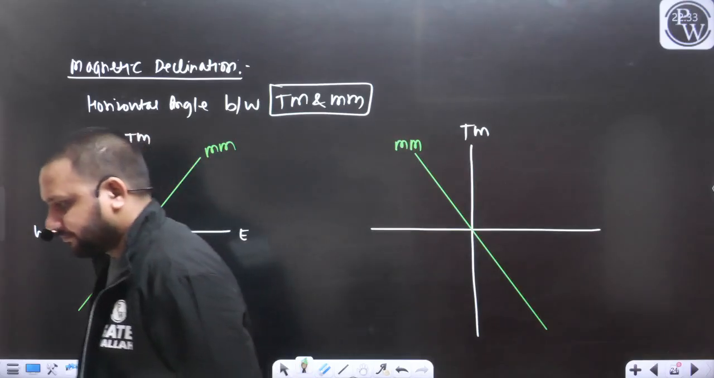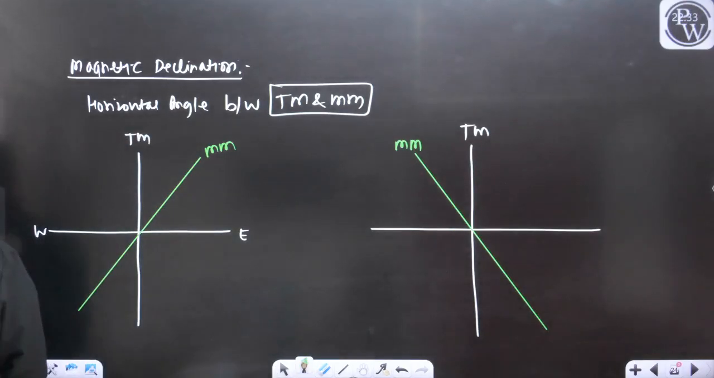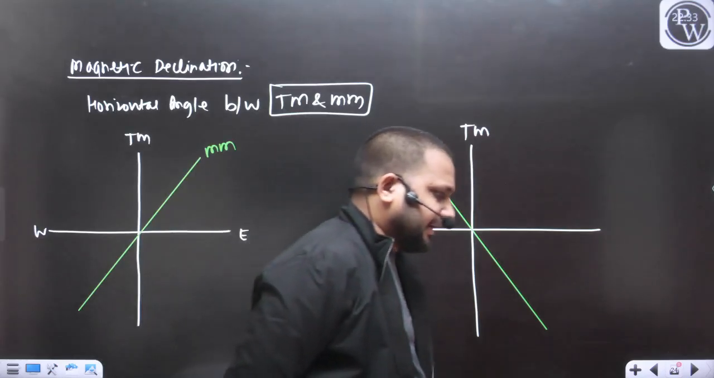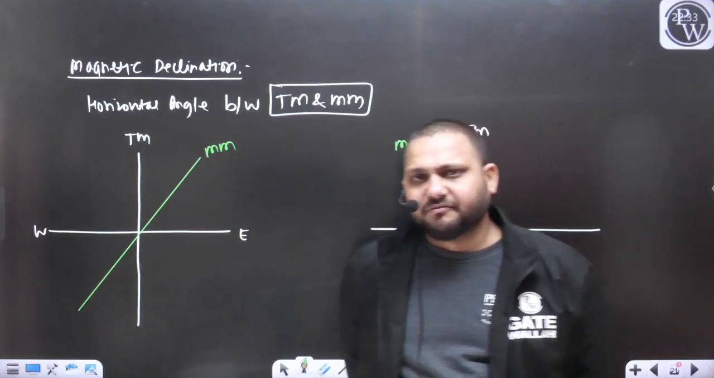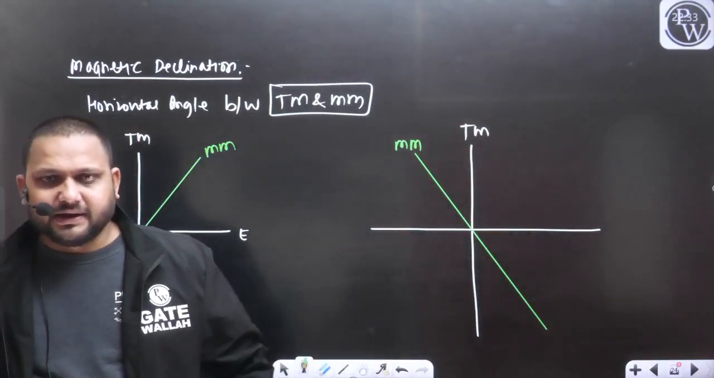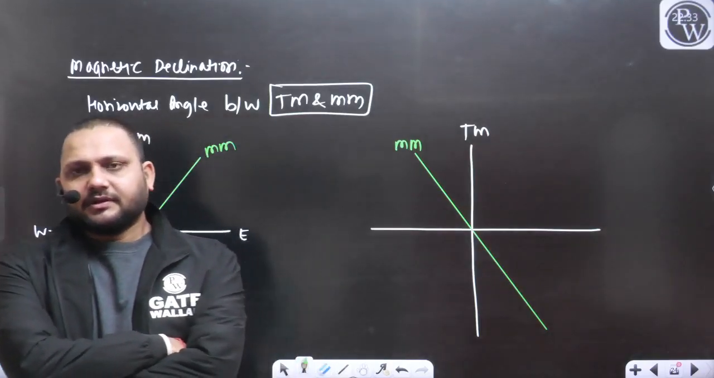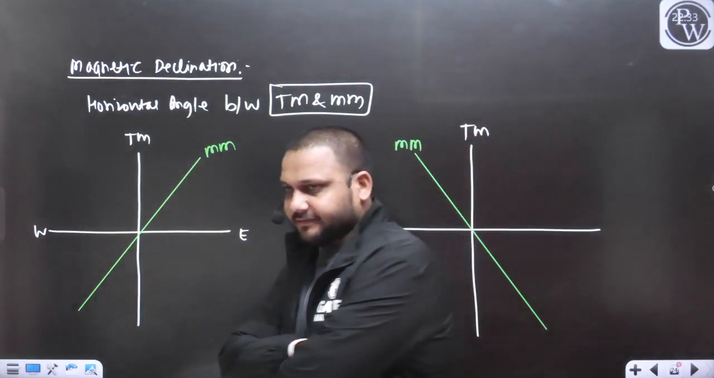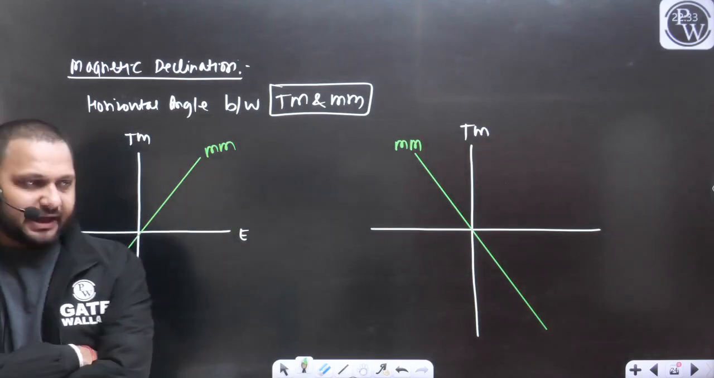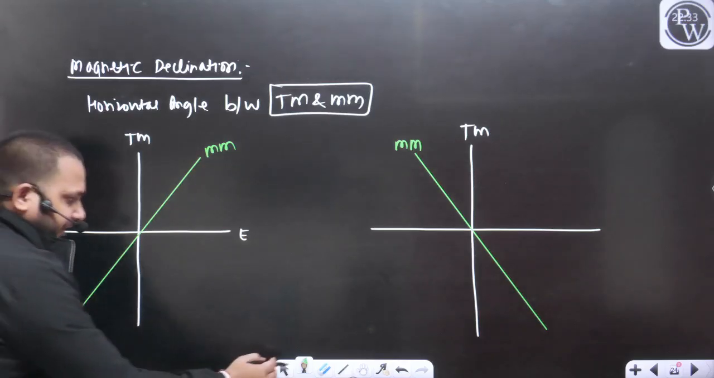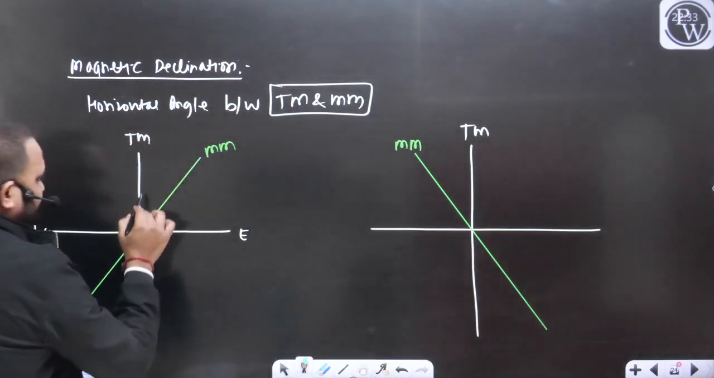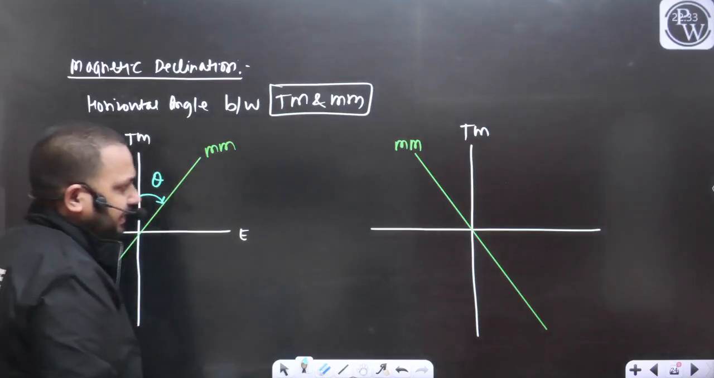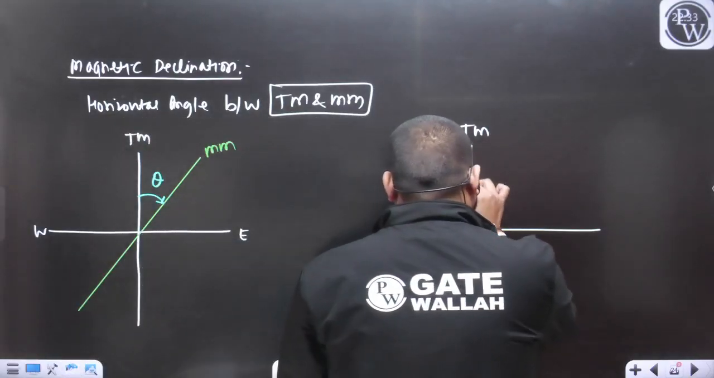That we have understood. So how are we defining the magnetic declination? We have defined the magnetic declination as the horizontal angle between the true meridian and magnetic meridian at any particular place. So can we define the magnetic declination here? Yes, we can. We can measure the horizontal angle between the true meridian and magnetic meridian. This theta is going to be the declination.